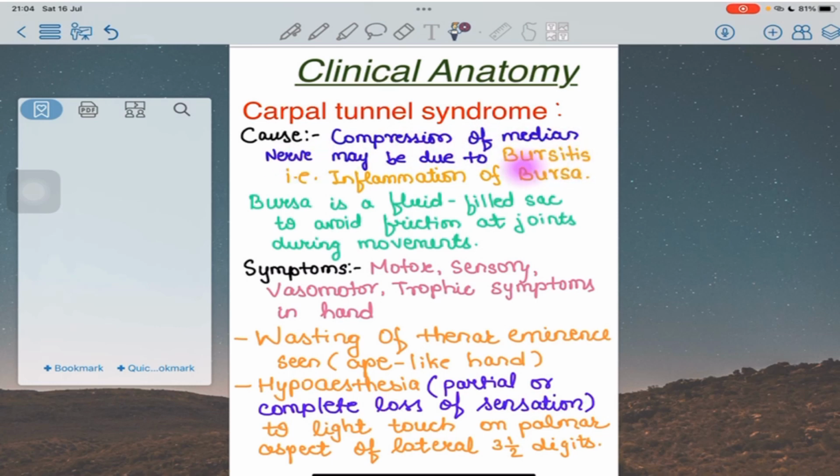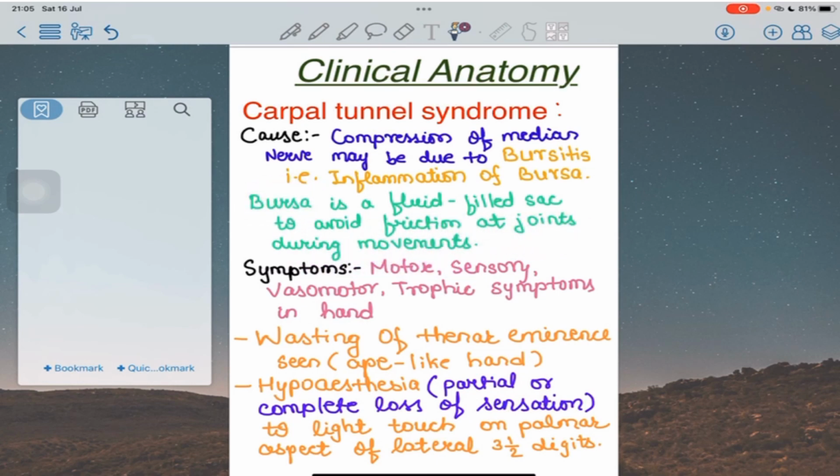How can this median nerve be compressed? It may be due to bursitis. What is bursitis? Bursitis is nothing but inflammation of bursa. Whenever this word comes, itis, whatever it is, it always means inflammation. Itis, whenever it is added as a suffix at the end of the word, means inflammation. So bursitis, bursa plus itis, is inflammation of bursa. What is bursa? I have just mentioned in the deeper relations when we were learning the structures passing deep to the flexor retinaculum. Bursa is a fluid filled sac or cavity to avoid the friction at joints during movements.